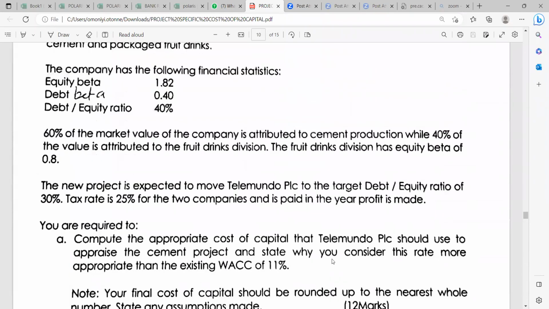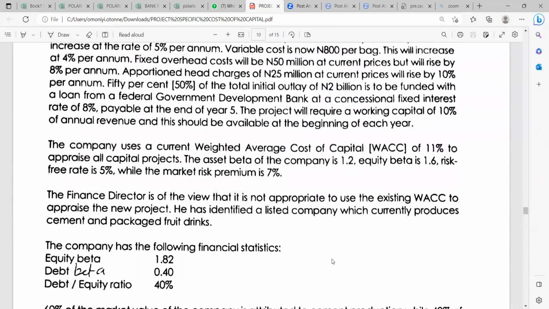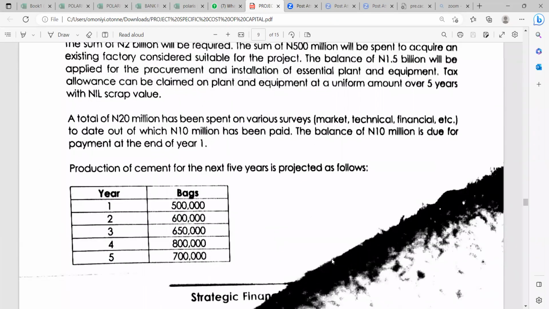Now, one thing we should take note of in this question is, I hope we still remember the steps on how to calculate project-specific cost of capital, right? What's the first step? Step one: identify the proxy company. Step two: identify the beta of the proxy company.